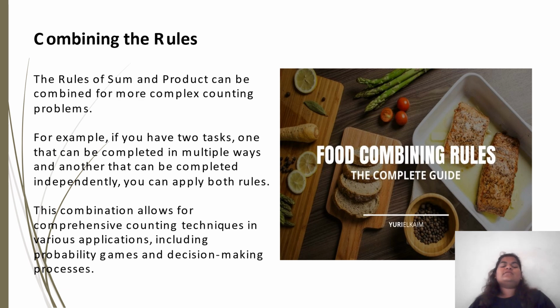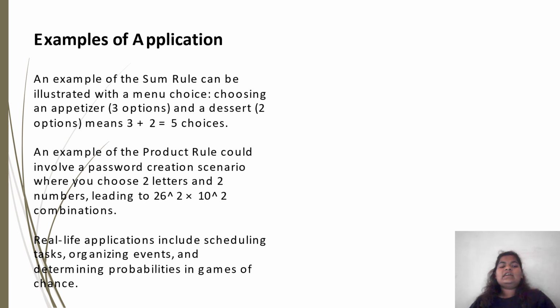Combining the rules: the rules of sum and product can be combined for more complex counting problems. For example, if we have two tasks and one can be completed in multiple ways and another can be completed independently, you can apply both rules. This combination allows for comprehensive counting techniques and various applications. It includes probability, games and decision making processes. Here we get the applications and examples.